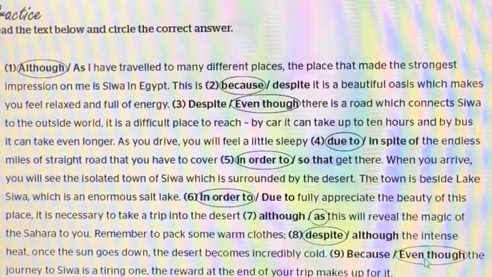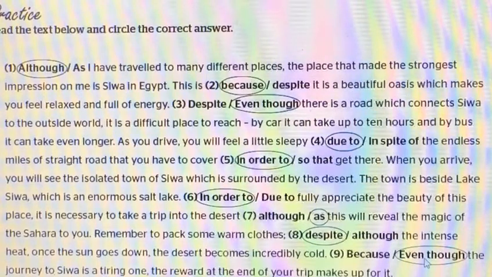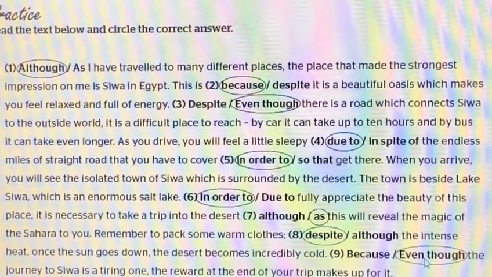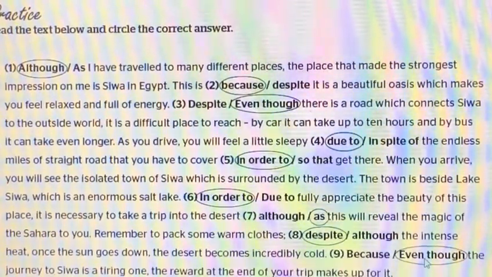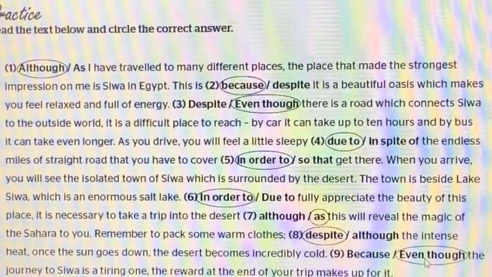Number 1, although. Number 2, because. Number 3, even though. Number 4, due to. Number 5, in order to. Number 6, in order to. Number 7, as. Number 8, despite. Number 9, even though. What about your answers?